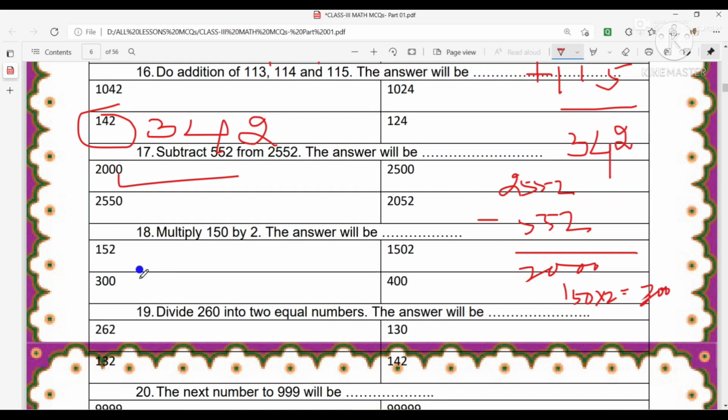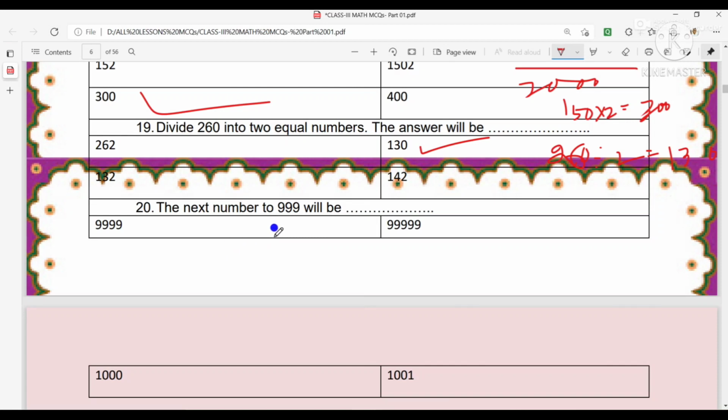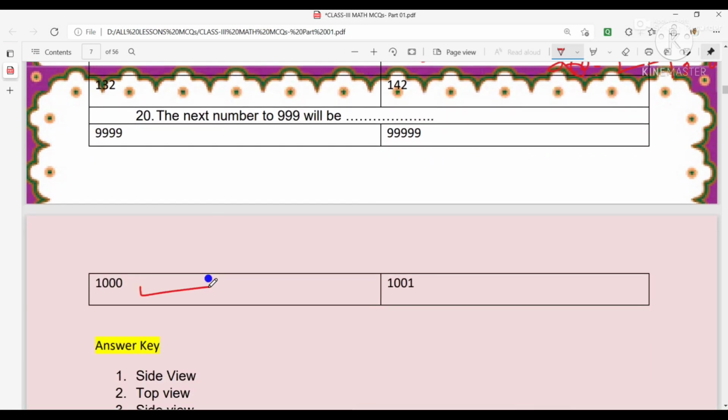We will get 300. Next, divide 260 into 2 equal numbers. If you divide 260 into 2 equal numbers, the answer will be 260 divided by 2, which is equal to 130, right? 130. Next, the next number to 999. 999 is the greatest 3-digit number. So after 999, the number will be 1000, the smallest 4-digit number.